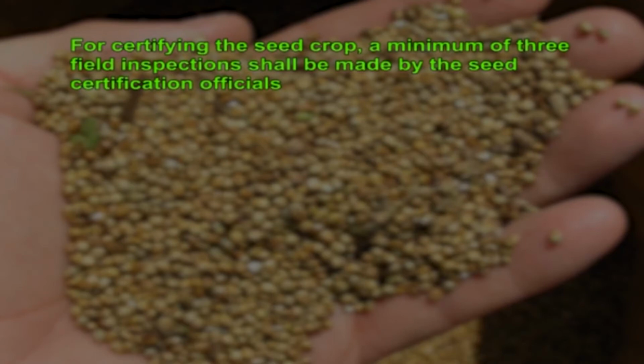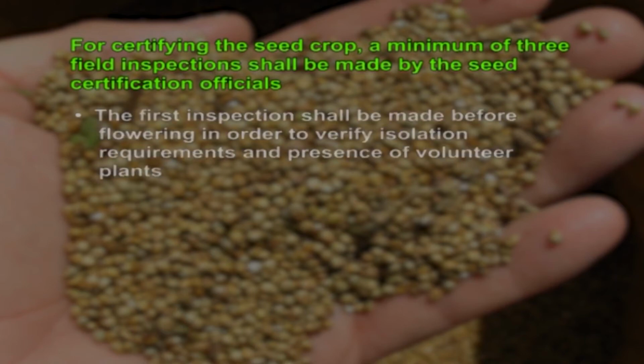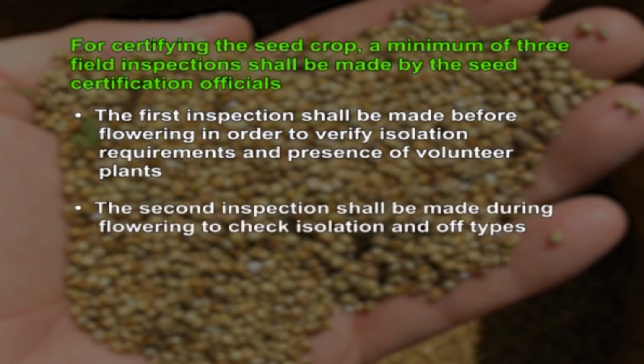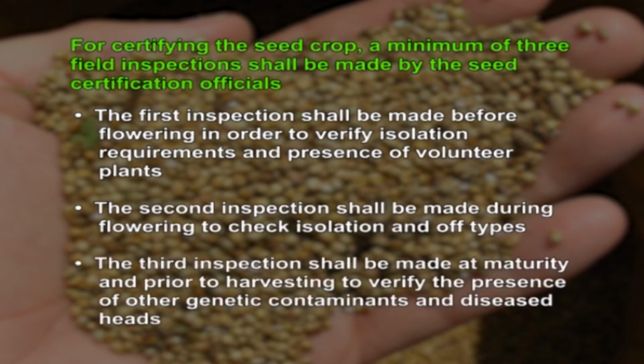The most important stages for roguing are maximum tillering, flowering and before harvesting. For certifying the seed crop, a minimum of 3 field inspections shall be made by seed certification officials. The first inspection shall be made before flowering in order to verify isolation requirements and presence of volunteer plants. The second inspection shall be made during flowering to check isolation and off-types. The third inspection shall be made at maturity and prior to harvesting to verify the presence of other genetic contaminants and diseased heads.